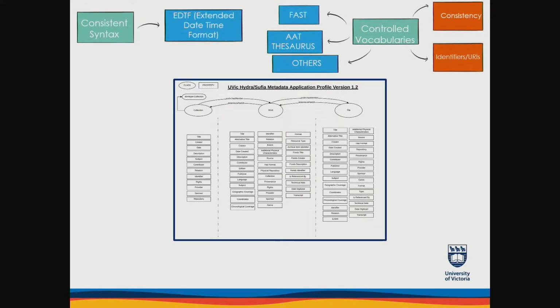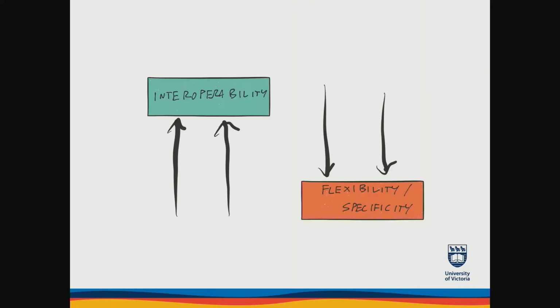And consistent syntax. So let's talk about, beyond the properties, the values in those metadata fields, right? Consistent syntax, so things like EDTF, whenever possible. Controlled vocabularies, not the word of the day, I understand. But yes, we're using FAST and AAT thesaurus and others for consistency, really, and for their association with identifiers and URIs, since we're going more into linked data. You need those identifiers and URIs to make that happen.